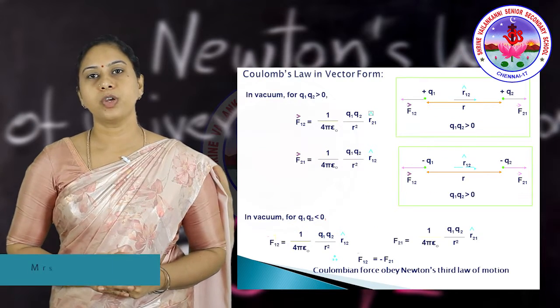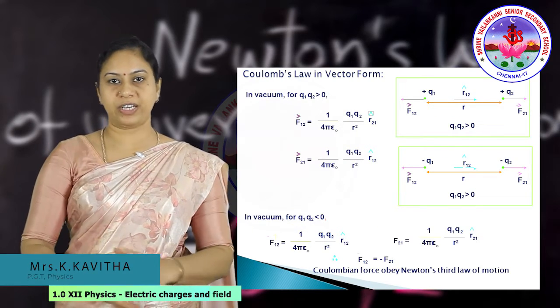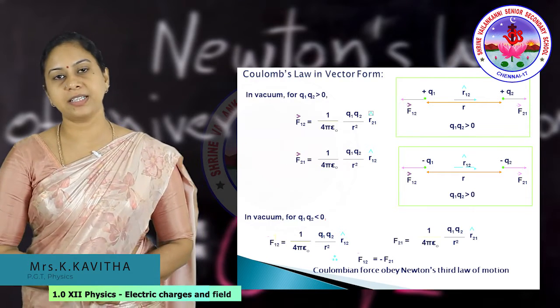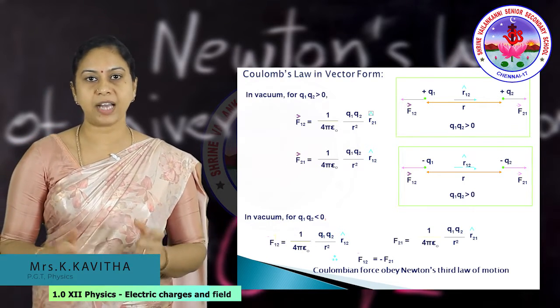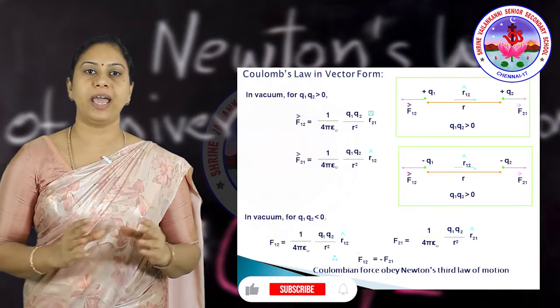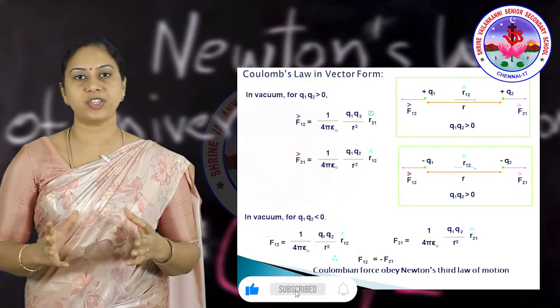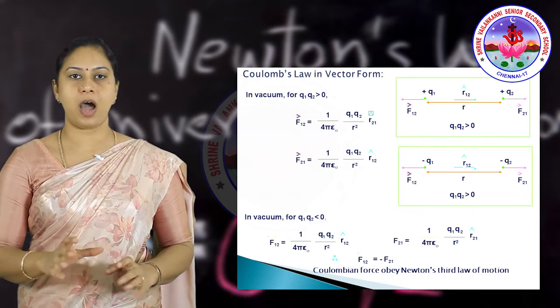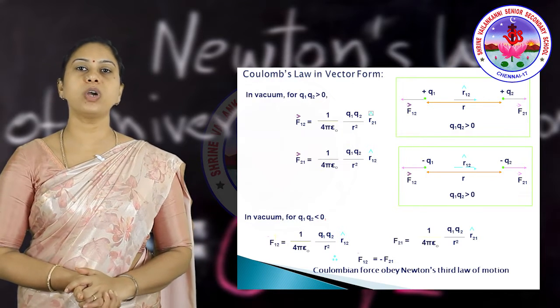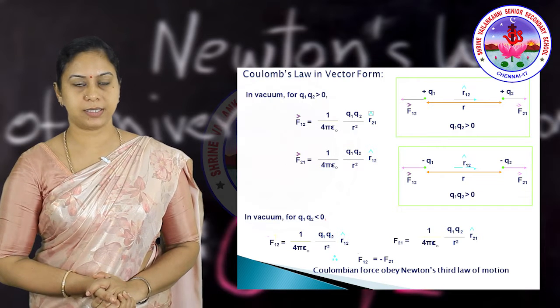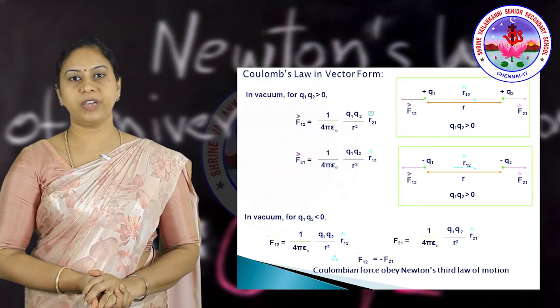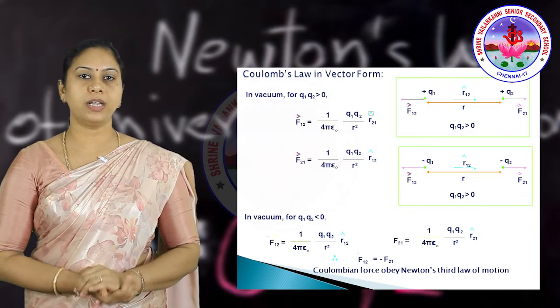Right. So what is Coulomb's law in vector form? See the diagram. We must consider two charges that are both positive or both negative, that means like charges, separated by a distance r. Now, what is Coulomb's law? Pause the video and try to recall it.